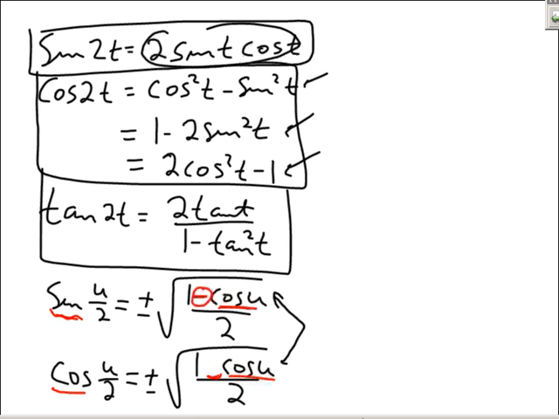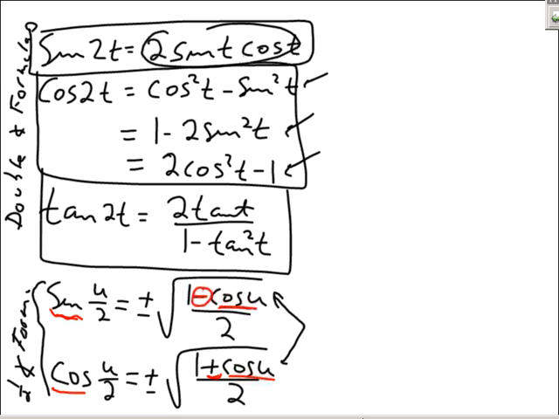Okay. But this is not it. So the top three, if I call them three, those are double angle formulas. These two here, those are the half angle formulas. And then the other two that you should know is the one for lowering powers.